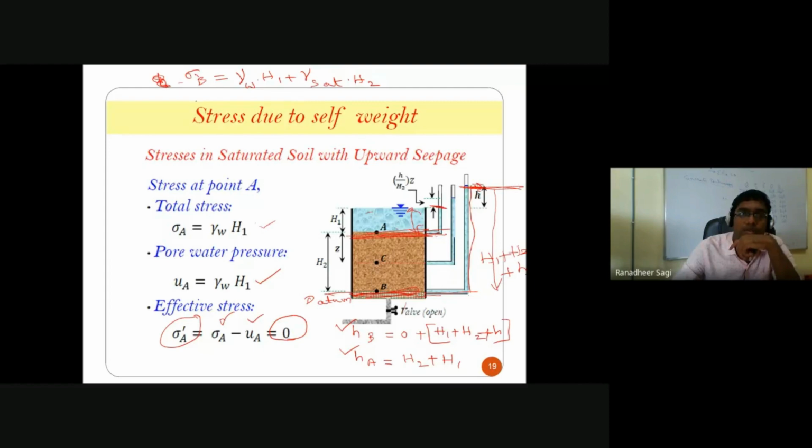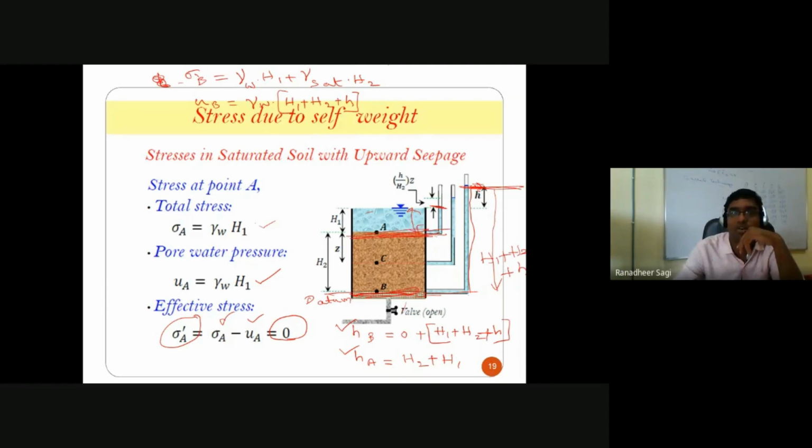Similarly, if I want to write down my pore water pressure at point B, the pore water pressure corresponding to point B position is nothing but the unit weight of water into the corresponding pressure head existing at point B. Already we have seen the pressure head at point B is nothing but H1 plus H2 plus small h. So that gives me my pore water pressure at point B.